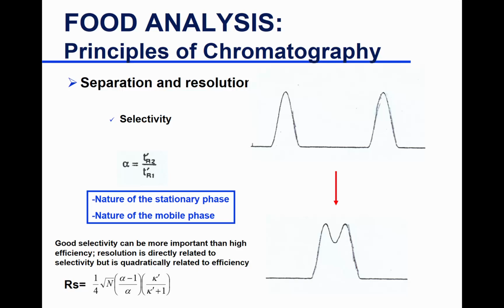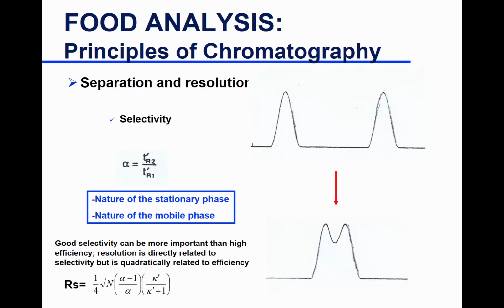So the second factor in the resolution equation is the selectivity, how selective your column is. And really it depends on what functional groups you have on your column. So if you choose a really hydrophobic functional group, let's say you're doing reverse phase chromatography and you chose a C30, which is a really hydrophobic column, and you want to separate compounds that are not very hydrophobic, they have some sort of polarity, you are not going to get separation. So you really want to select your selectivity based on the compounds you have.